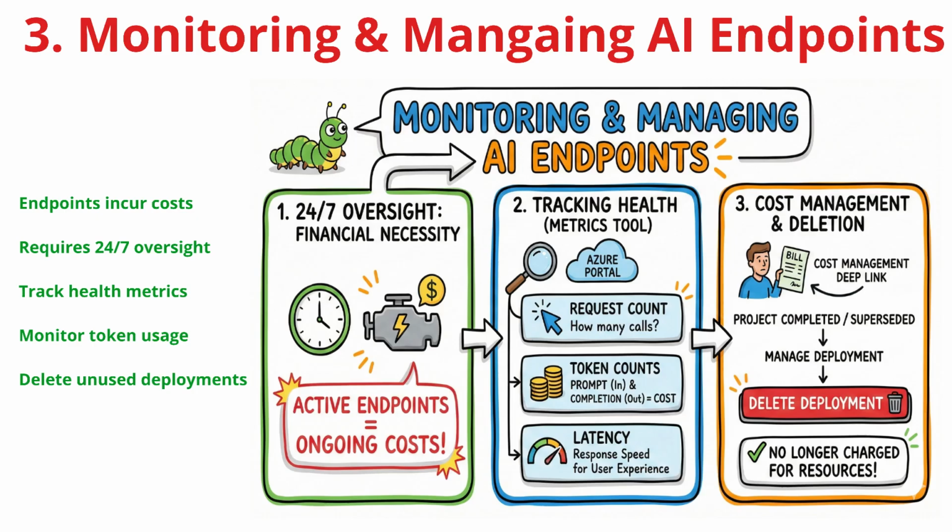Finally, effective management means knowing when to shut things down. If a project is complete or a model is superseded by a newer version, use cost management deep links to delete the deployment. This ensures your organization is no longer charged for idle resources.